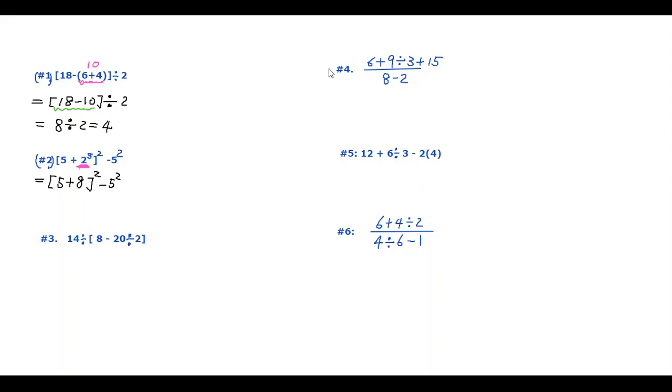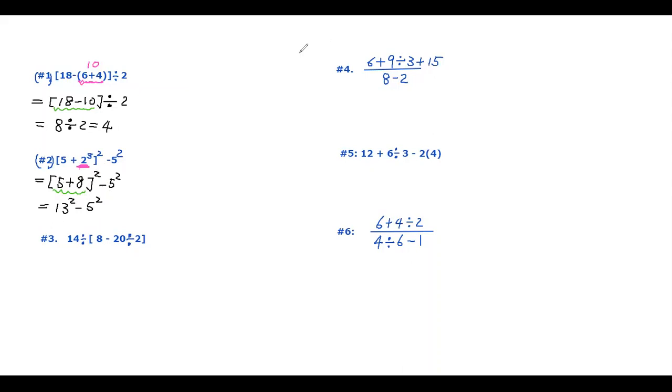So what is the next thing you need to do? You need to take a look here, right? So you need to add it. So 5 plus 8 is what? It's 13 squared minus 5 to the what? 5 squared, right?